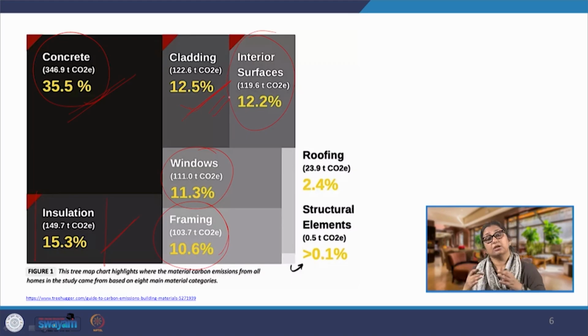We are talking about sloping roofs predominantly, and the roofing sheet on top of it, that is what we are talking about as roofing. So, clearly we see that concrete occupies the largest space, and then we are talking about all industrialized materials which are giving us the emissions related to buildings.